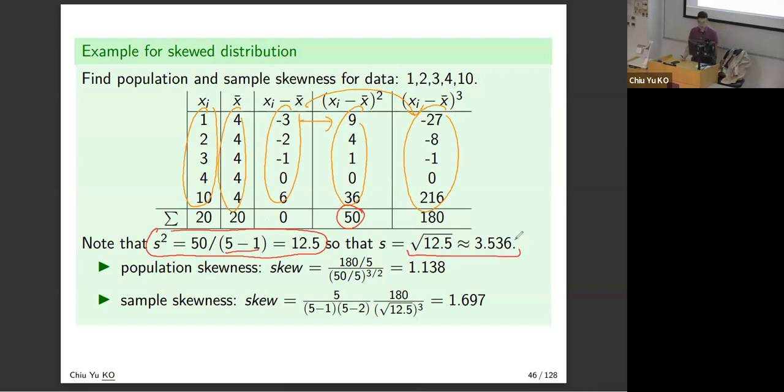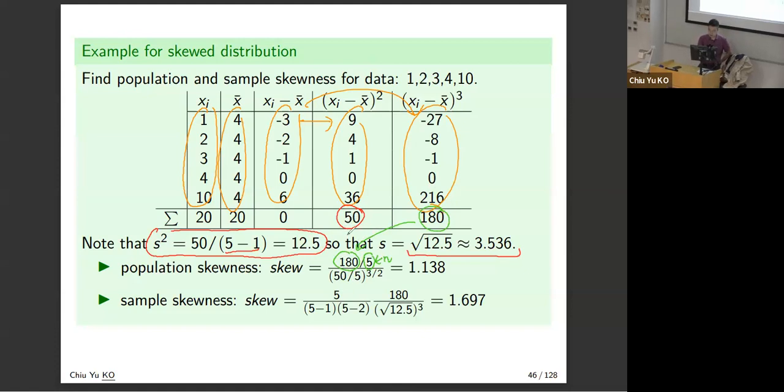Okay, so now we want to know the population skewness, which is very simple. It is the last column number divided by 5, which is n. This is the formula here, and the denominator will be 50 here, divided by the n, raised to the power 3 over 2. So that gives you the answer.